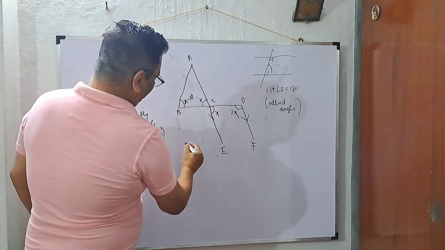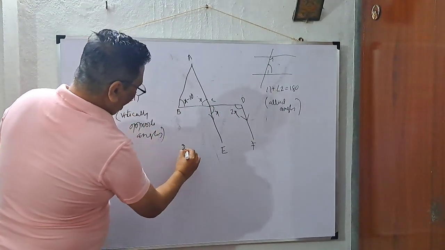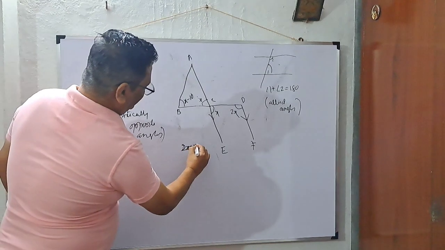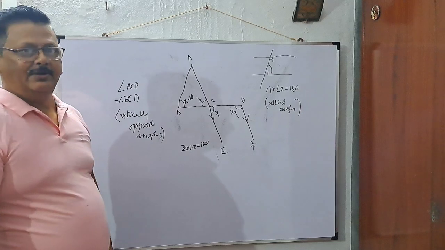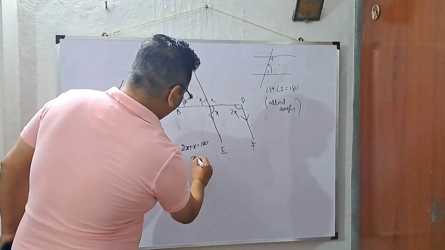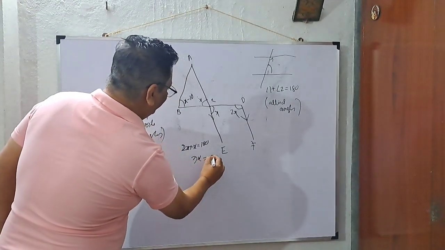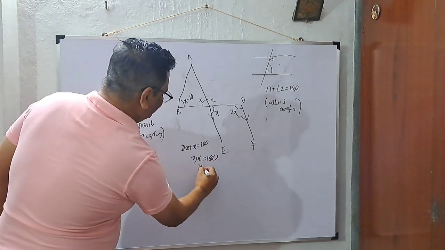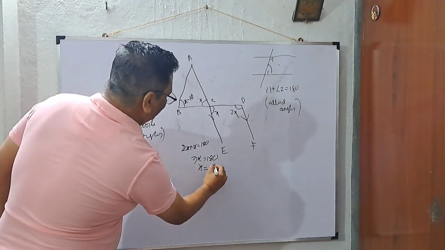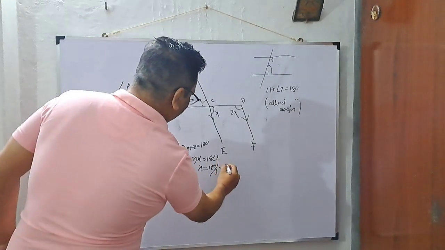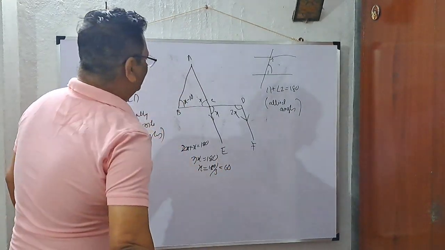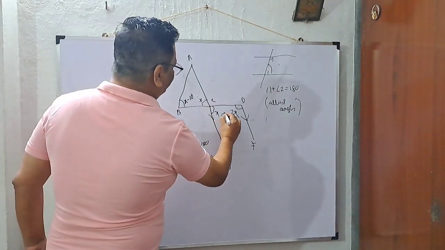So what do we get? If we add up here, 2x plus x is equal to 180 degree. Straight away you get the value of x. 3x is equal to 180 degree. x is equal to 180 by 3. Is that 60 degree? Am I correct? Right. 60 degree. So x is equal to 60 degree.